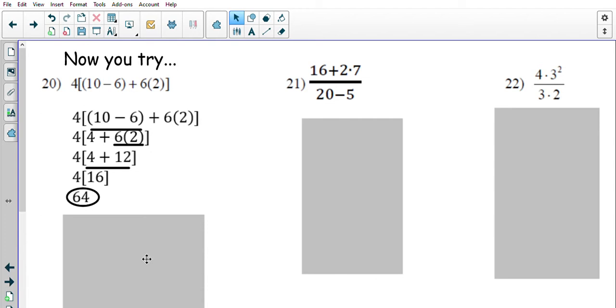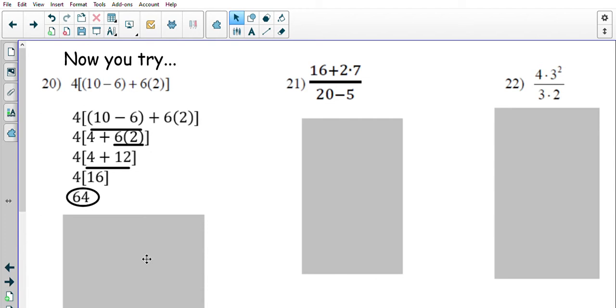When you have a big fraction like this in number 21 and 22, you want to figure out what the top is, figure out what the bottom is, and then that fraction bar represents division, so divide at the end. If you were to write this from left to right as one line, you'd have to have the 16 plus 2 times 7 in parentheses and the 20 minus 5 in parentheses with a division symbol in between them. Even though there's no parentheses around the top and bottom, it's indicated by that whole top part being 16 plus 2 times 7. The whole bottom is 20 minus 5.